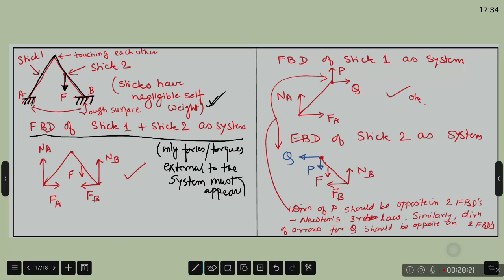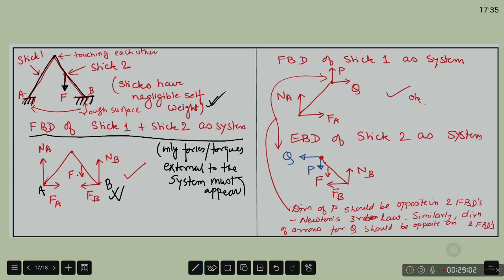I have put F here; self weight is not there, so mg type of terms will not appear. Na is the normal reaction from the ground at A, Nb is the normal reaction at point B, and then I have shown friction forces Fa and Fb. So in total 5 forces are acting on this system. This is fine. Now suppose for some reason I also have to draw the free body diagram of stick 1, only stick 1 as system.